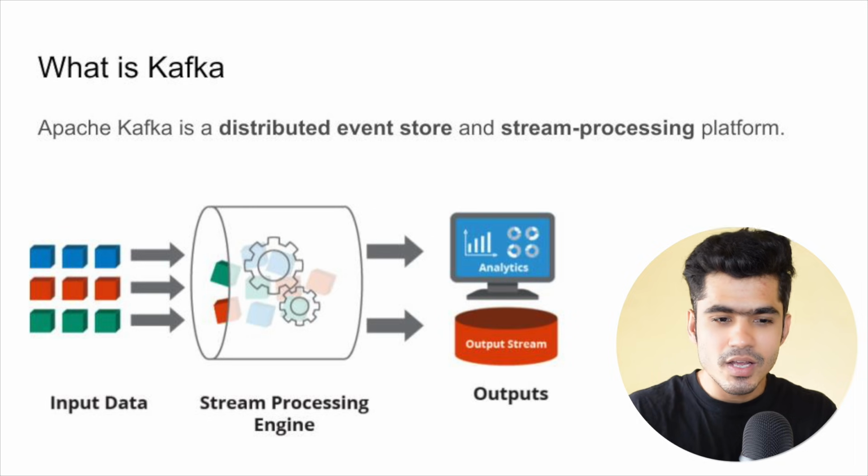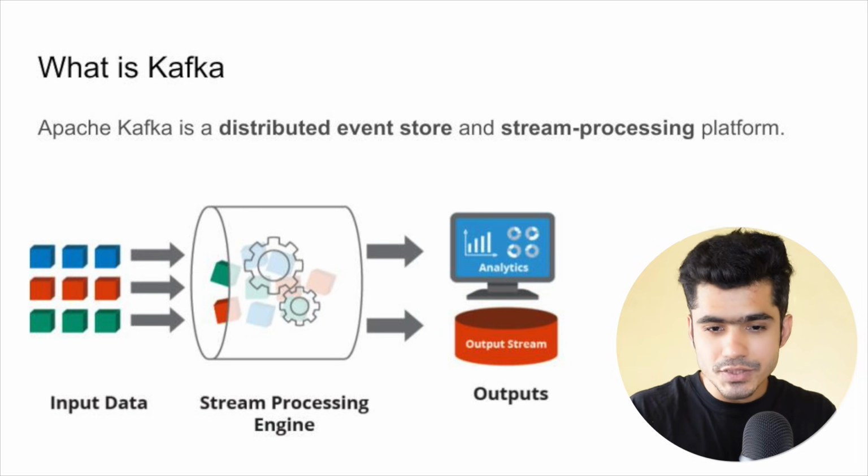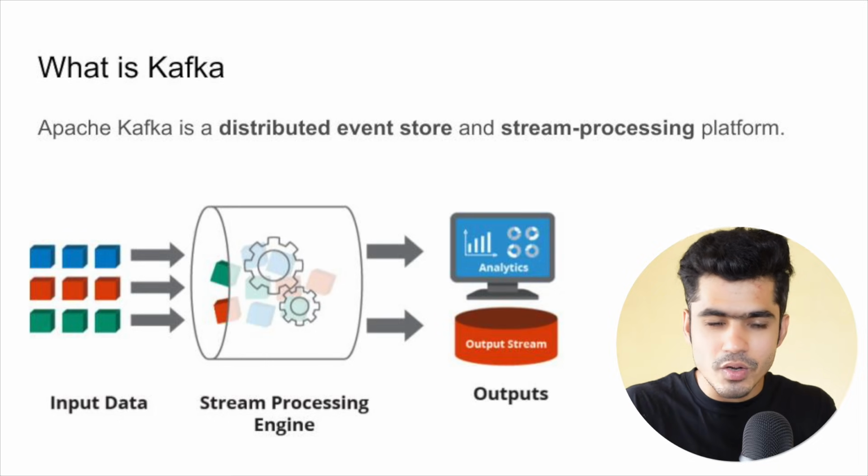So now what is Kafka? Apache Kafka is a distributed event store and stream processing platform. Now what does this really mean?